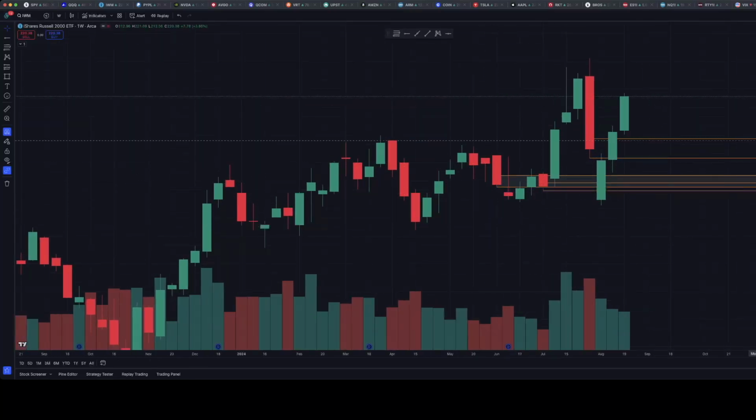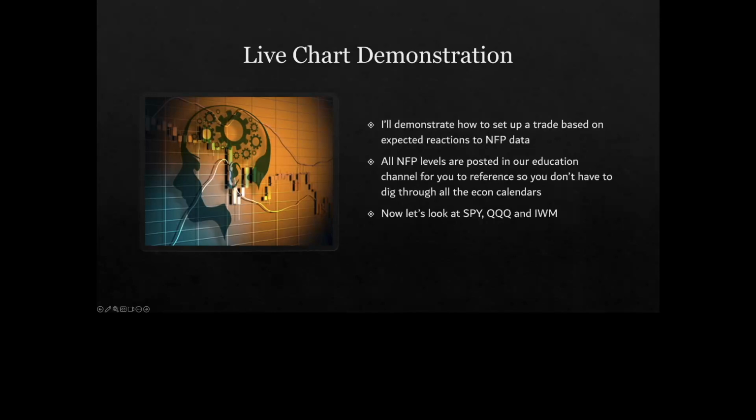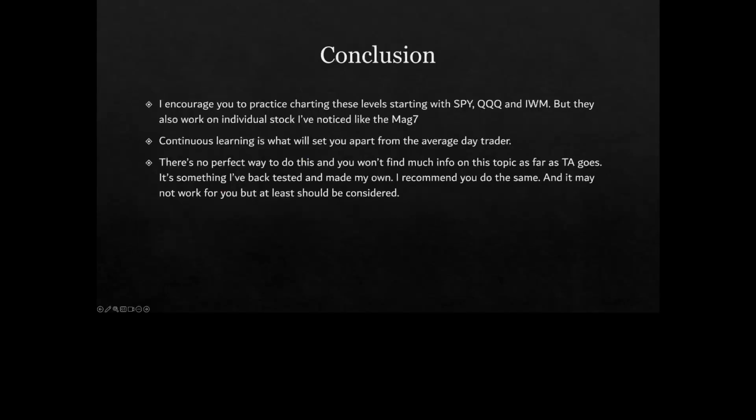So let me switch back over here to the PowerPoint. All right, so I encourage you guys to practice charting these levels with the indices we just went over, but they also work on individual stocks. I've noticed, such as the Mag 7, so I'd focus on the big tech stocks, the ones that make up SPY and QQQ.